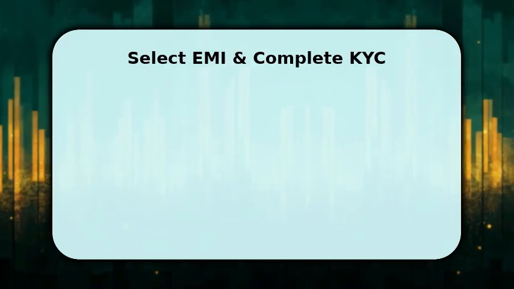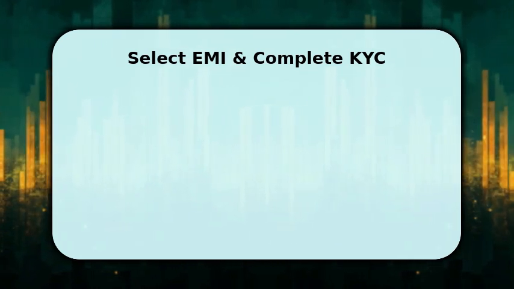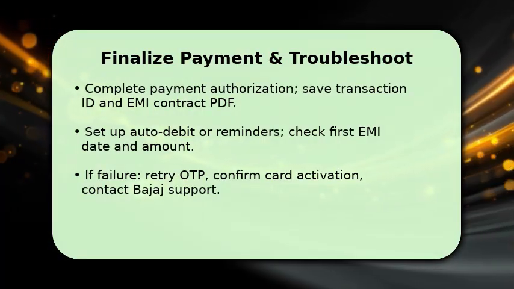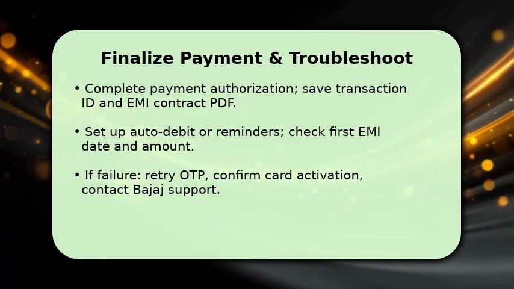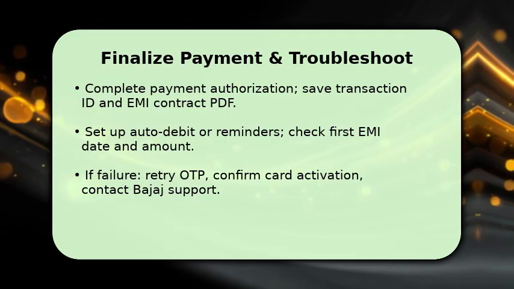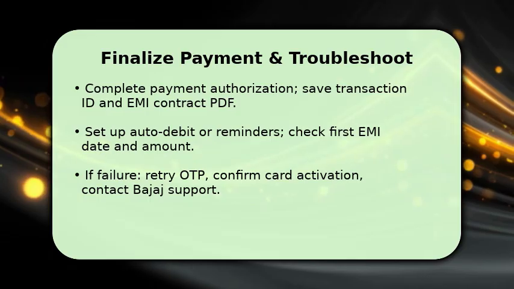The merchant will then finalize the order and generate your EMI contract. You finish by authorizing the payment and downloading the EMI contract or saving the transaction ID. This proves your EMI enrollment. Then set up auto debit or calendar reminders and double-check the first EMI date and amount so you avoid penalties.